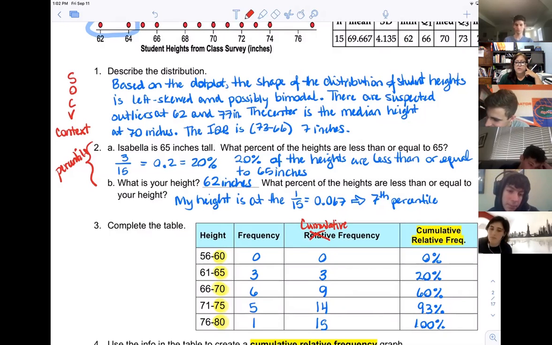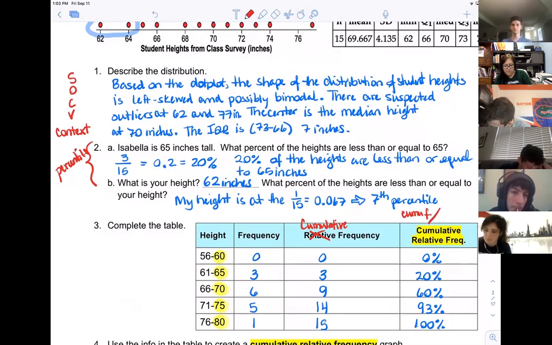And then what we do for cumulative relative frequency is we take the cumulative frequency and make it relative by dividing by the total number of numbers that we have. So we would say 0 out of 15 gives us that 0 percentile. 3 out of 15 gives us the 20th percentile. 9 out of 15 gives us the 60th percentile, and so on. Okay, so the cumulative relative frequency is the cumulative frequency divided by the total frequency. Any questions?